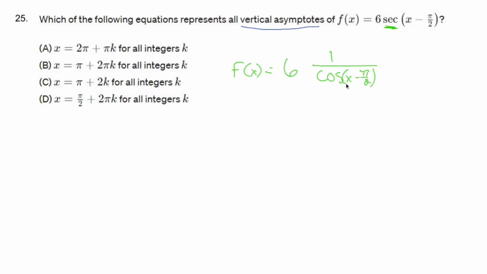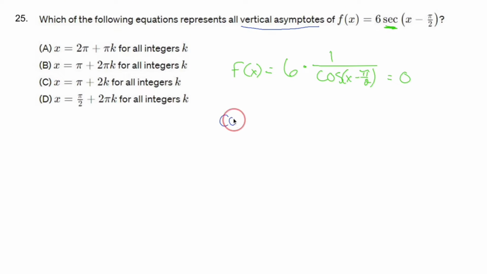Again, what gets me vertical asymptotes? Whenever the denominator is undefined. So I want to find out when cos(x - π/2) equals 0. The 6 has no effect. The 6 just gives me height. It doesn't tell me anything about the vertical asymptotes.